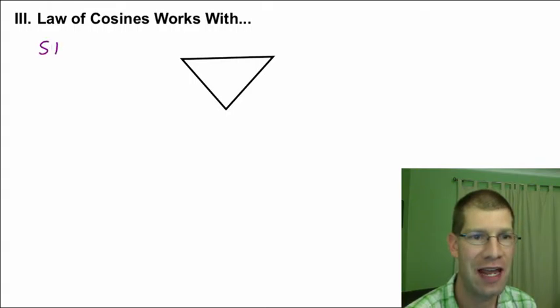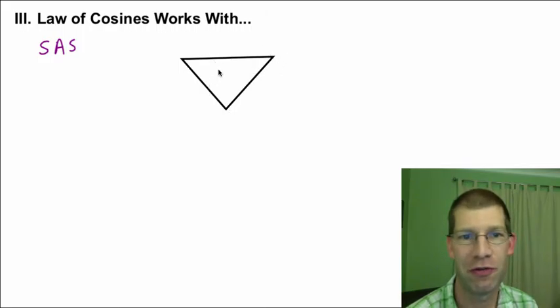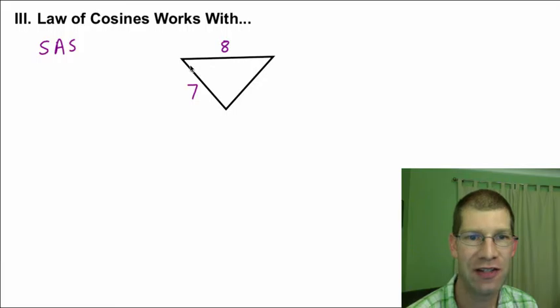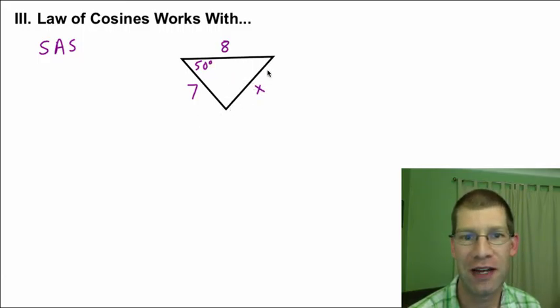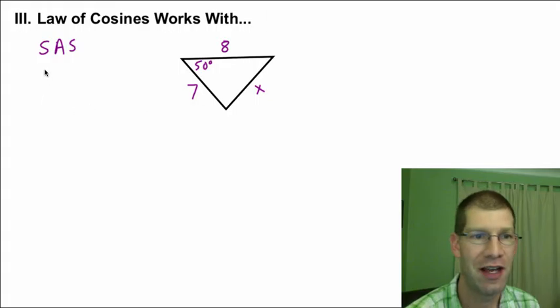So I'm going to write SAS, is how we abbreviated them. An example, I just kind of drew a random shaped triangle. Say you know that this here is 8, this side here is 7, and this angle maybe is 50 degrees. If you have one like that, law of cosines is going to work really well for finding this side here, called x.